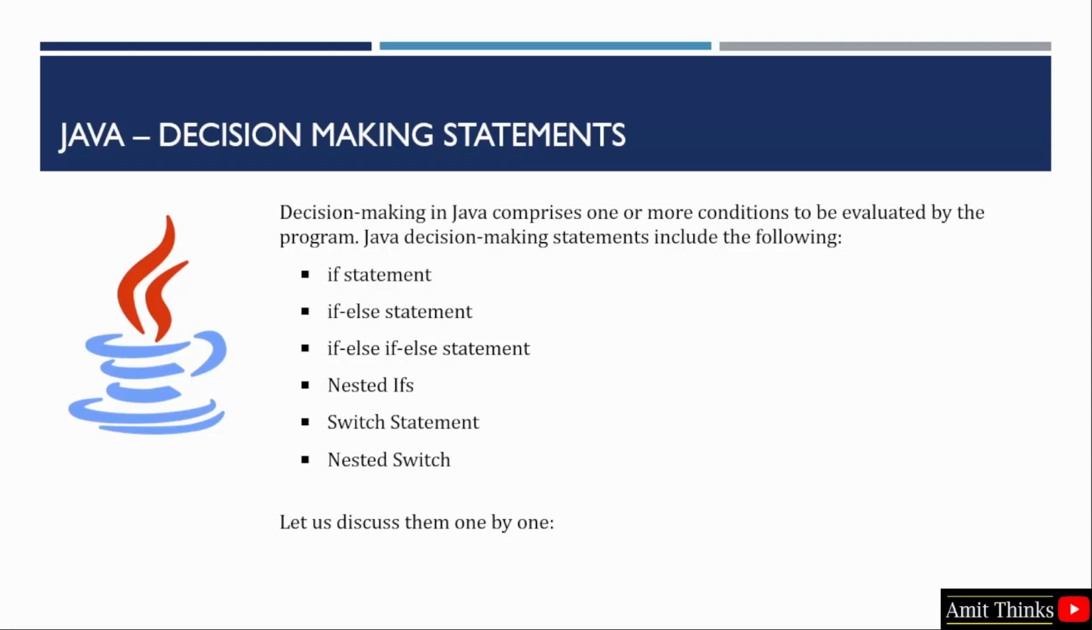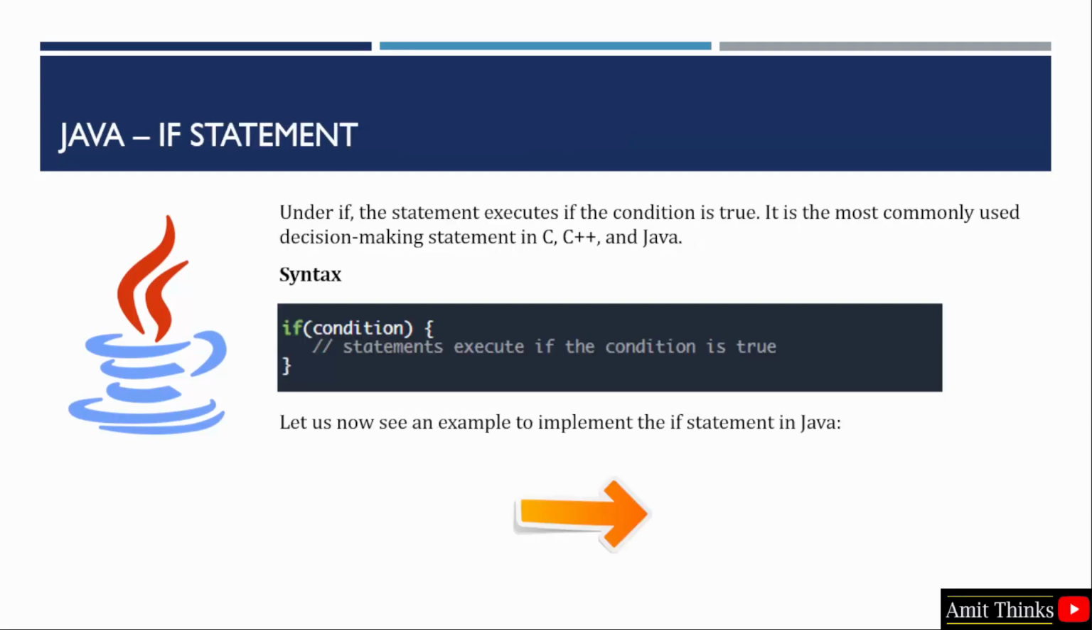So here are the decision-making statements in Java: if statement, if-else, if-else-if, nested ifs, switch, and nested switch. Let us understand them one by one. The first one is the if statement in Java. It executes if the condition is true. It is also used in C, C++, Java, Python, and other programming languages.